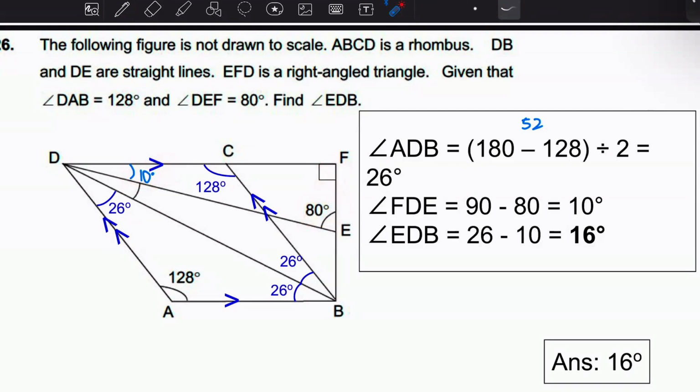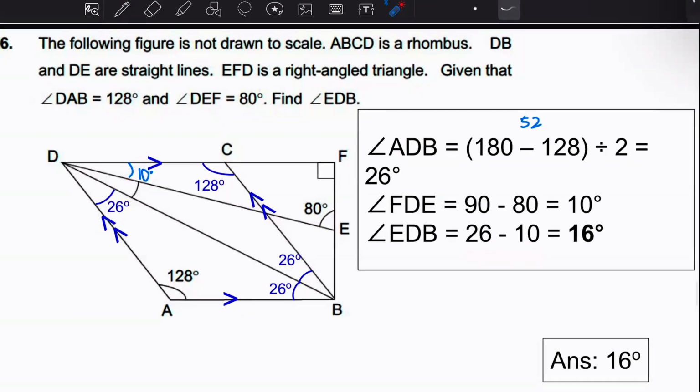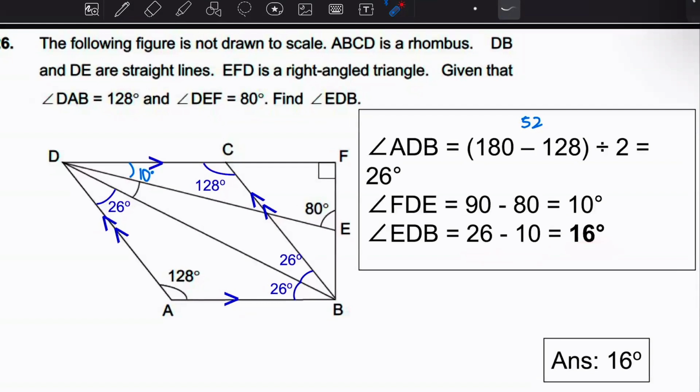So last step, angle EDB. We know that this half here is 26 degrees. So you have already identified this angle here, which is 10 degrees. So all you need to do is 26 minus 10, you get 16 degrees, right? This is your final answer.